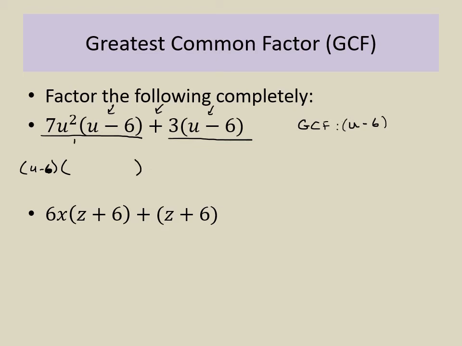If I divide the first term by u minus 6, that'll cancel, and what I have left is 7u squared. Plus, if I divide the second term by u minus 6, this cancels and I have 3 left. So this gets factored as that.